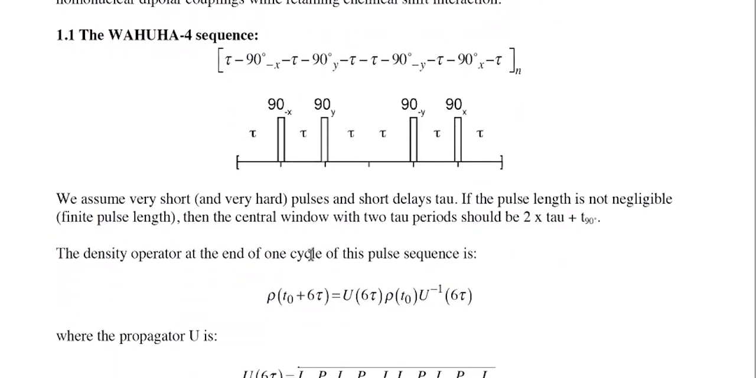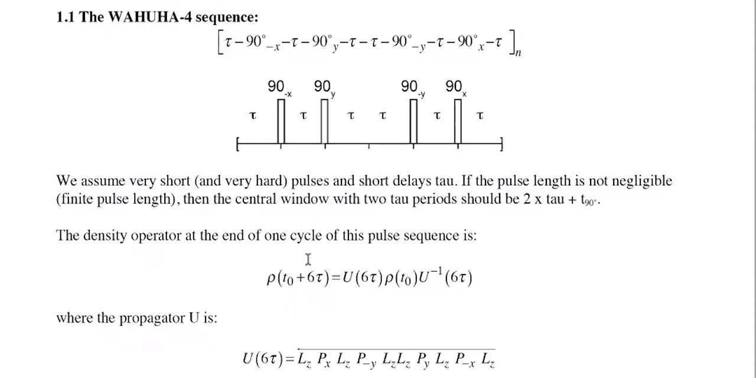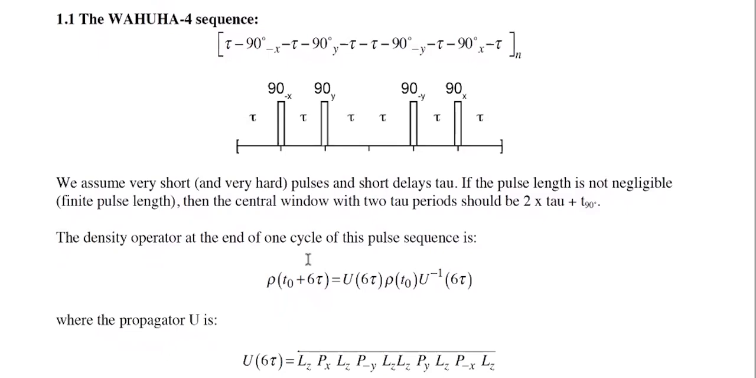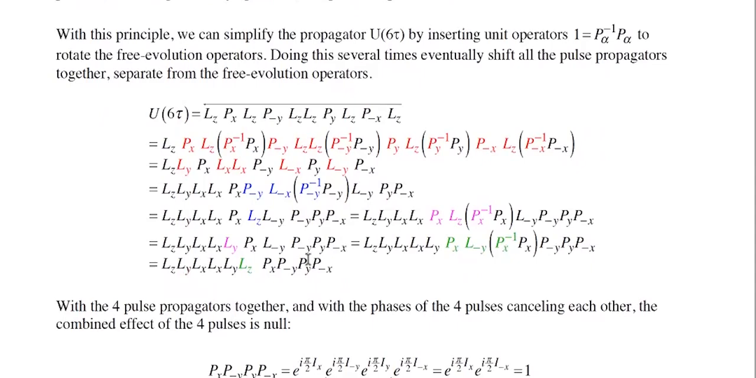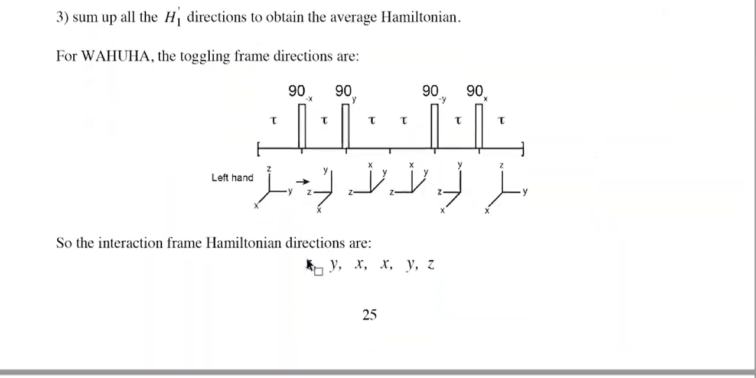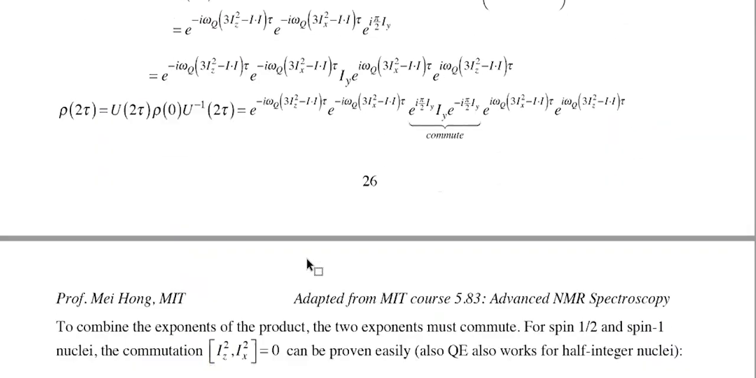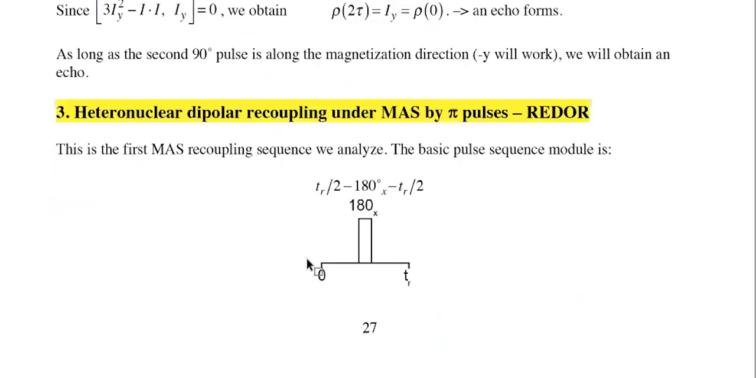Why do we care to have the average Hamiltonian? Because people wanted to understand how to think about the average local spin interactions in the presence of these discrete pulses with a certain combination of phases. So that's pulse propagators, move them around and show that they're cyclic, etc. So I want to skip that. And the 8-pulse version is just double the WAHUHA. Okay, REDOR.